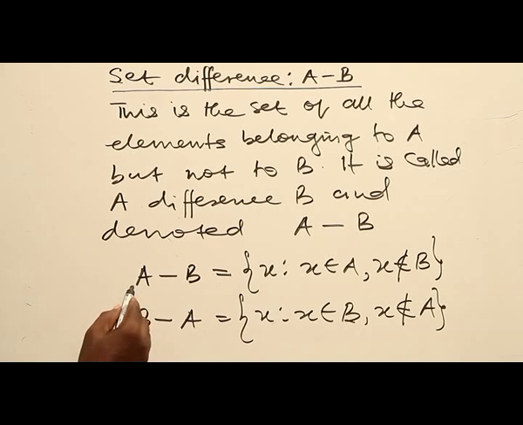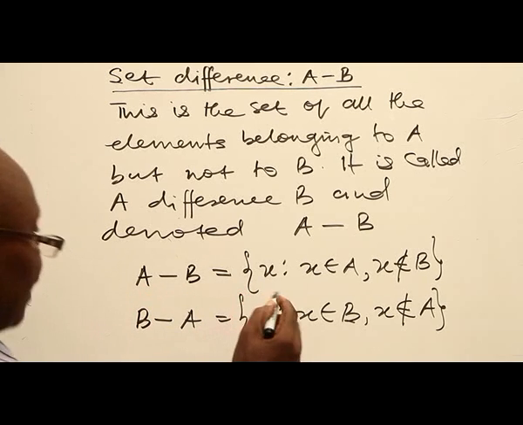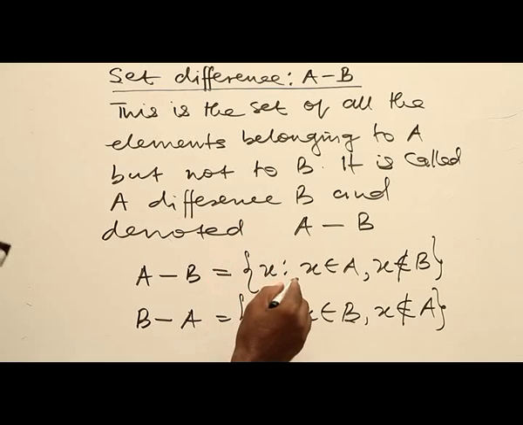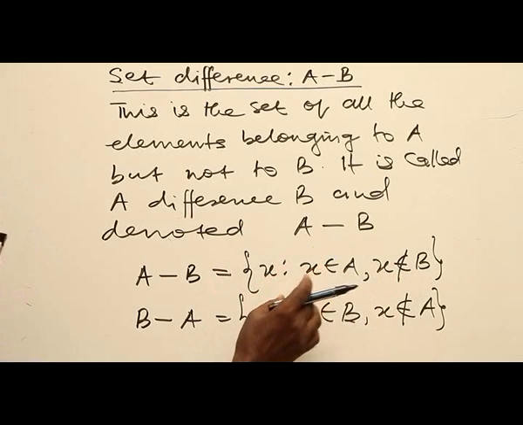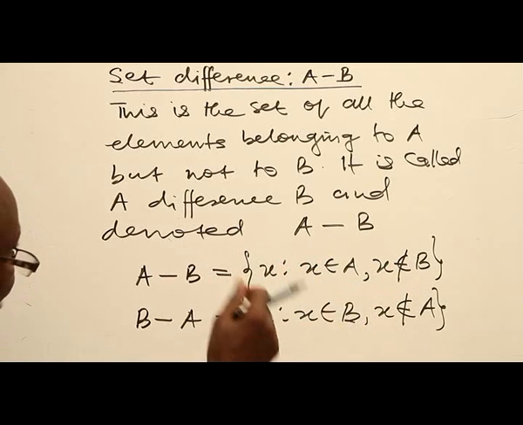For example, A minus B, that is A difference B, will be equal to a set of S such that S belongs to A, but S does not belong to B. So these are the elements in A, but those elements are not in B.